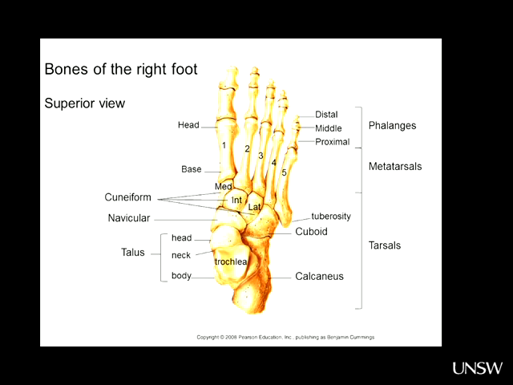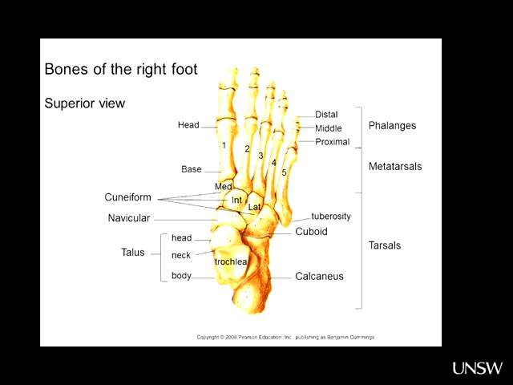So there are 7 tarsal bones, and you might remember there were 8 carpal bones in the hand. One of those carpal bones is actually a sesamoid bone for flexor carpi ulnaris, and that's the pisiform. It's not a true carpal bone in the sense that it doesn't sit in the same relationship as the other carpal bones. So down here we've actually only got 7 tarsal bones, okay?